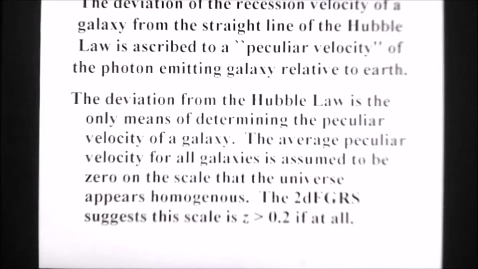The deviation of the recession velocity of a galaxy from the straight line of the Hubble Law is ascribed to a peculiar velocity of the photon emitting galaxy relative to Earth. The deviation from the Hubble Law is the only means of determining the peculiar velocity of a galaxy. The average peculiar velocity for all galaxies is assumed to be 0 on a scale that the universe appears homogeneous. That scale is greater than a few hundred megaparsecs, if at all.